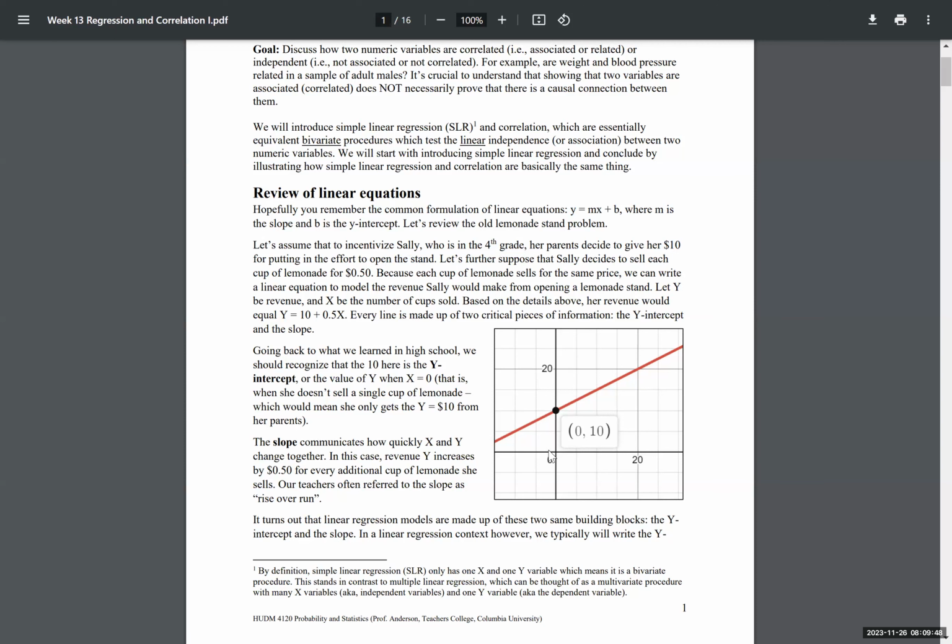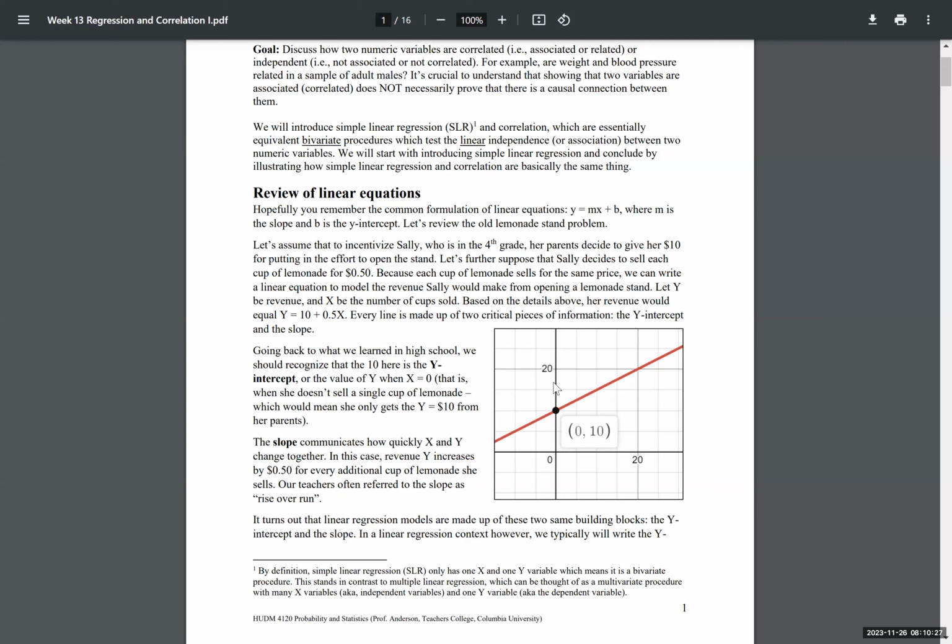Okay, so that means, let's say that Y is the revenue that Sally generates from her lemonade stand. We'll let X be the number of cups sold. That means if she sells 0 cups, she will still bank $10 because her parents gave her that startup investment, right? So even selling no cups, she still earns $10, but she can also earn revenue from selling cups of lemonade. And she decides she's going to sell each cup of lemonade for 50 cents.